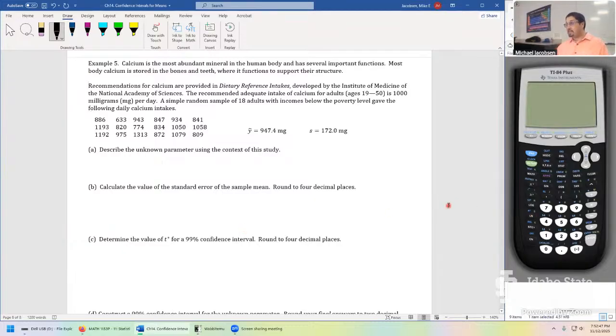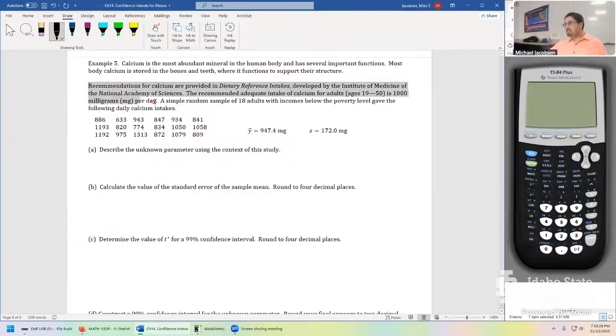Now it gets interesting. Recommendations for calcium, and keep in mind this is not meant to be dietary advice for anyone. This is just a random statistics problem. So recommendations for calcium are provided in dietary reference intakes developed by the Institute of Medicine of the National Academy of Sciences. So you could look this up to find these recommendations. The recommended adequate intake of calcium for adults, and this is nice, they define adults as aged between 19 and 50. So they're excluding the older geriatric population. Recommended adequate intake is 1,000 milligrams per day for calcium.